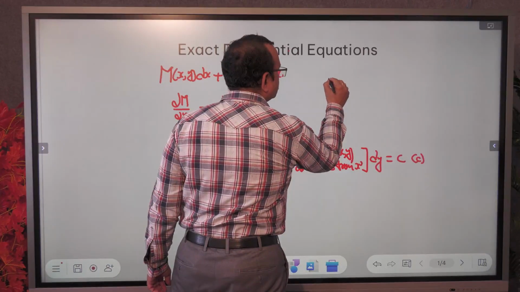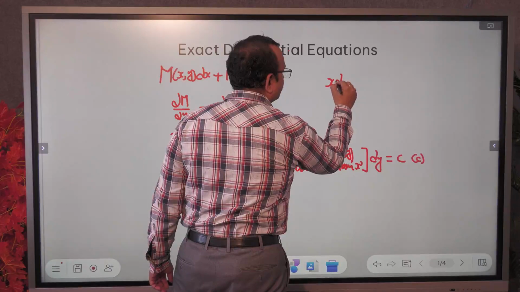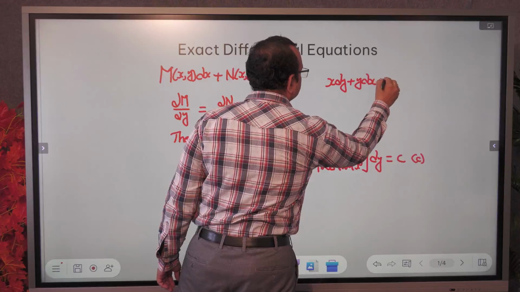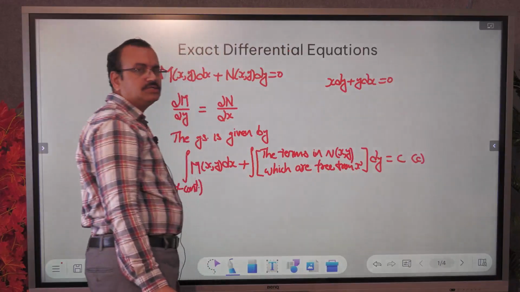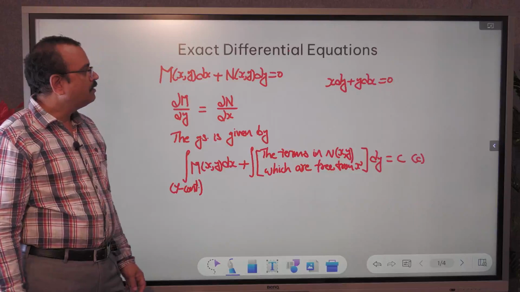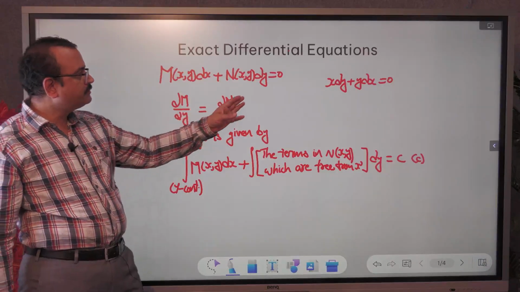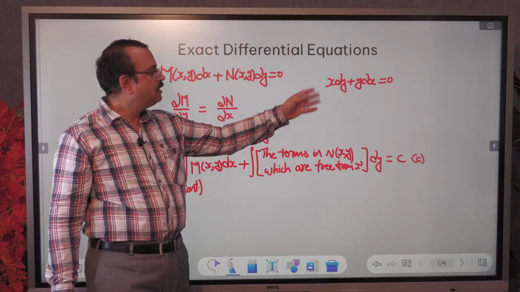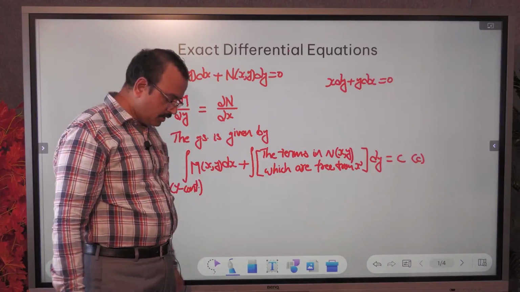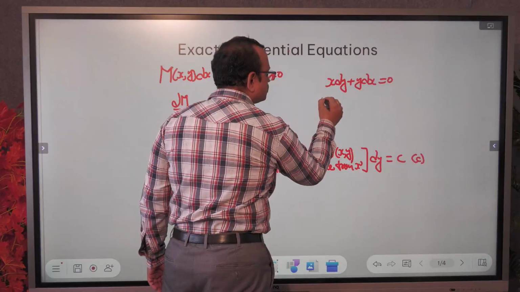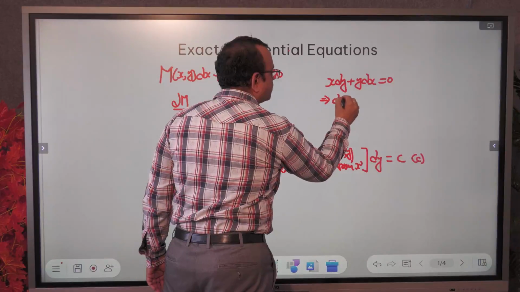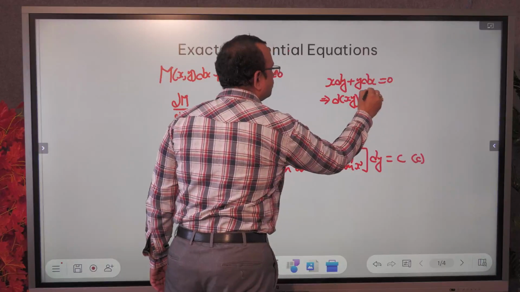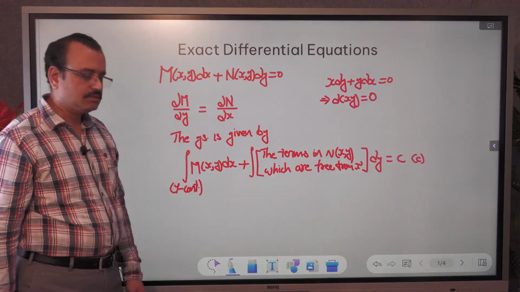Suppose, for example, a very simple thing: we have a differential equation like this, x dy plus y dx is equal to 0. Now you may feel that this can be solved easily by variable separable, or homogeneous methods, like that so many methods. But here we have a function xy, so that the differential equation can be written as the derivative of xy.